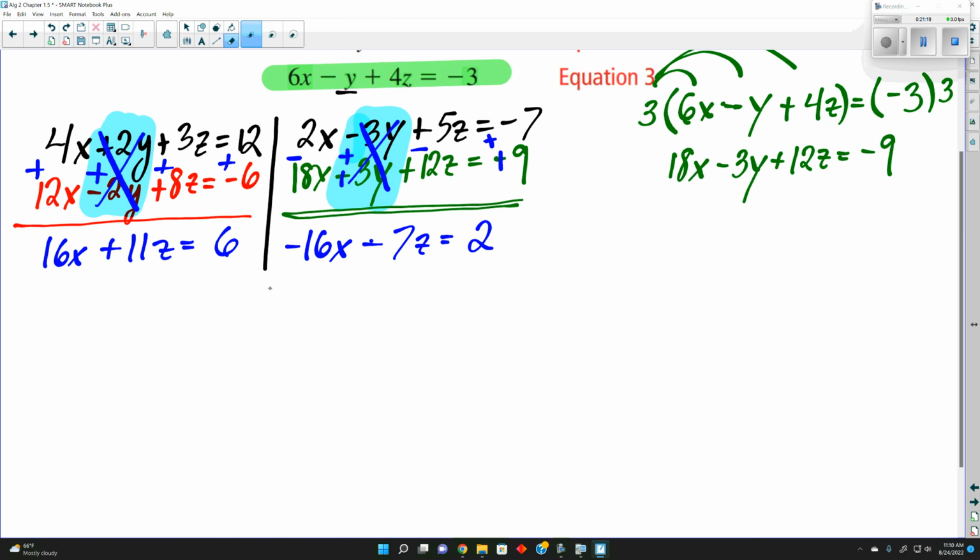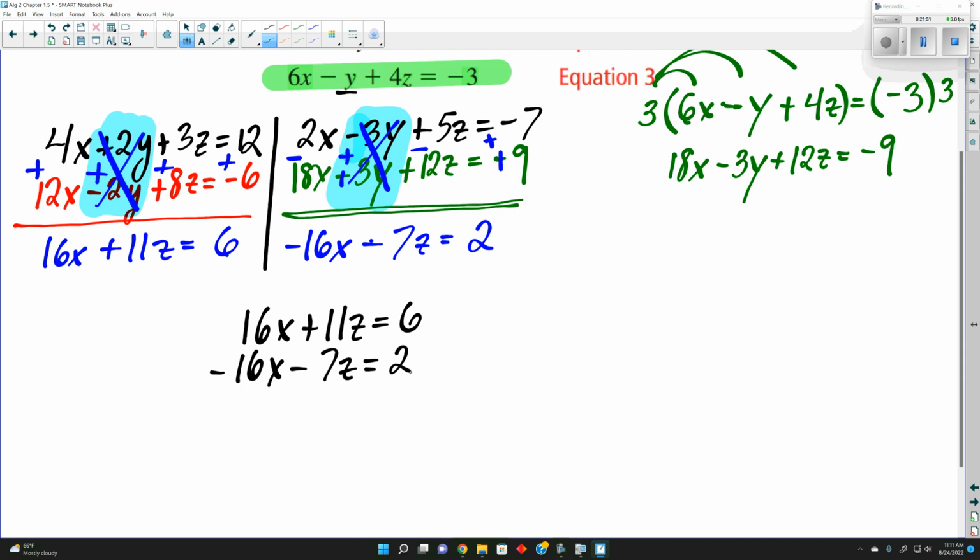So looking at these 2 equations here, do we want to eliminate x or z next? Why x? Right, we've got 16 and 16 in front of both of them. They're already the same. Because if we eliminate one and one of the other ones match up at this point, let's eliminate it next. So we can rewrite it as 16x plus 11z equals 6 over negative 16x minus 7z equals 2.